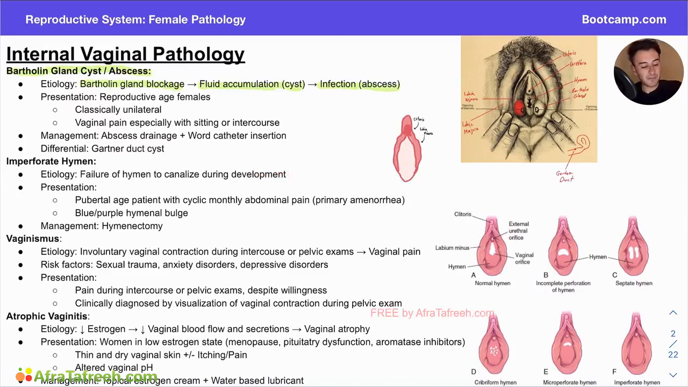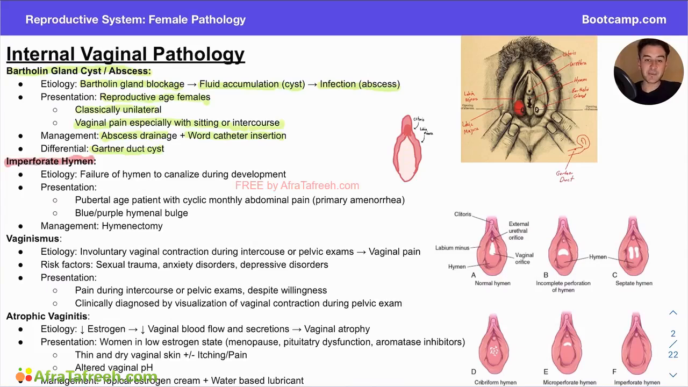And so when it comes to management of these, it's pretty simple. It's going to be abscess drainage and then Word catheter insertion. So the Word catheter is a special rubber tube that facilitates drainage of the abscess. And then in terms of our differential, this could also be a Gartner duct cyst, but this is going to come up much less frequently on the exam. They much prefer to ask about Bartholin gland cysts, so that's why I wanted to really focus on this. So let's just review. It's going to be reproductive age females here, classically unilateral, and then vaginal pain, especially with sitting or intercourse. Let's move on now to talking about our imperforate hymen.